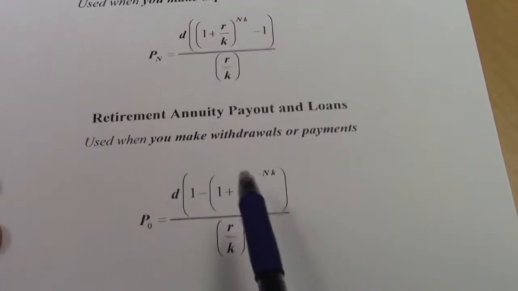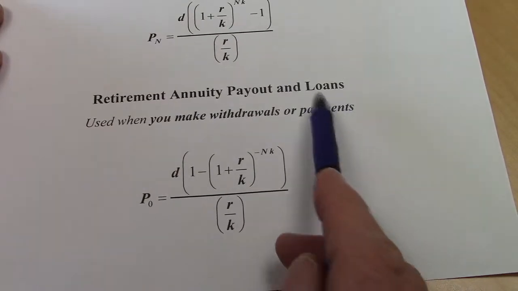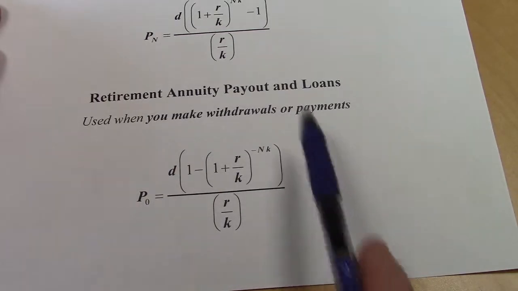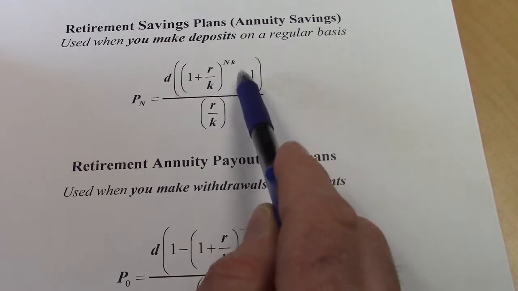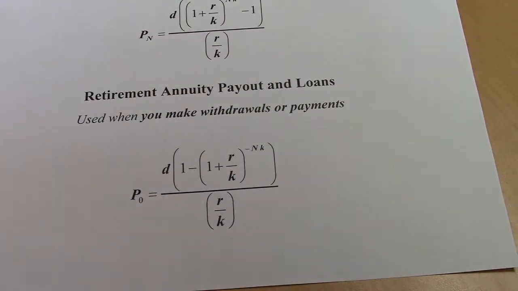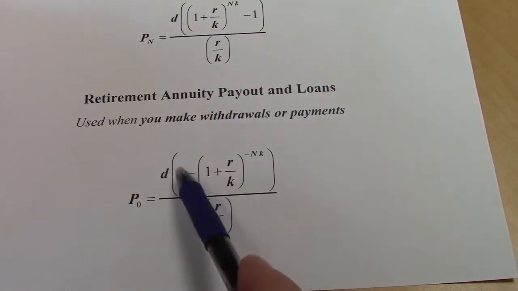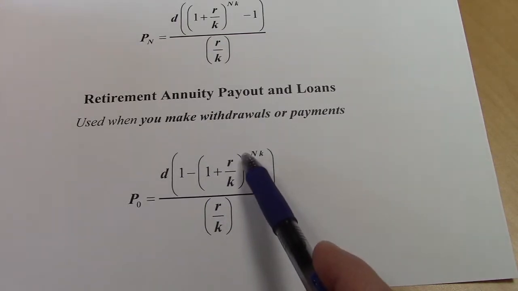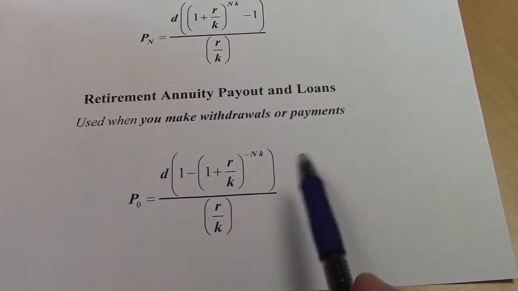Now, when you get money back from a retirement savings account, or when you pay back loans, this is the formula you'll use. And you can see it's a little bit similar to this, but notice this has no negative in the exponent, and you subtract a 1 here. On the annuity payout, where you get money back or you're paying off a loan, then you have 1 minus this same 1 plus R over K, and notice it's a negative NK. So be careful when you use this formula.